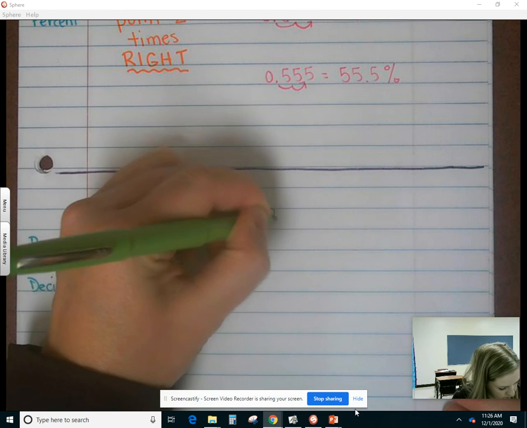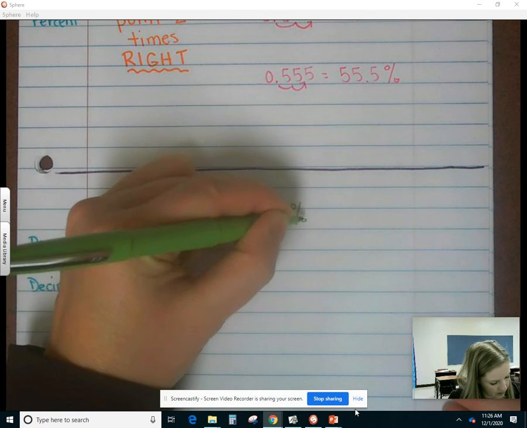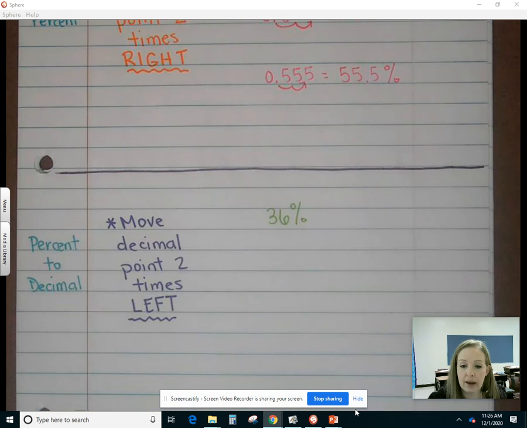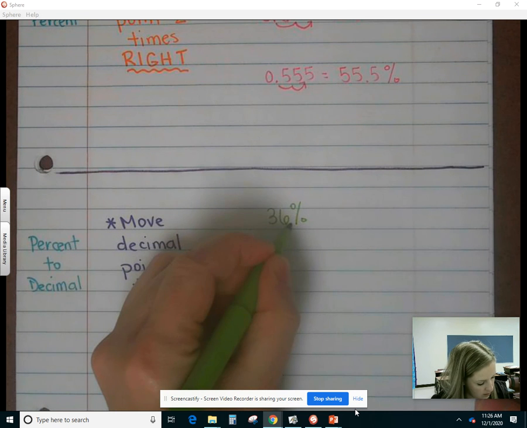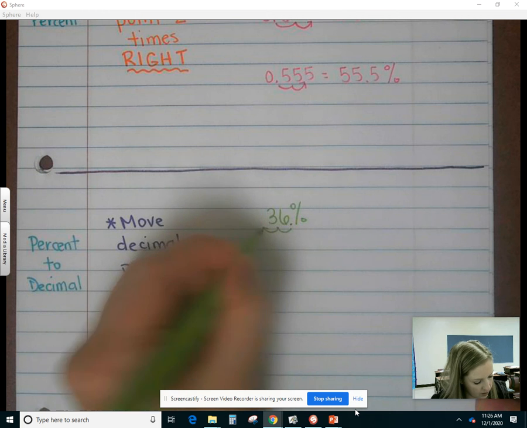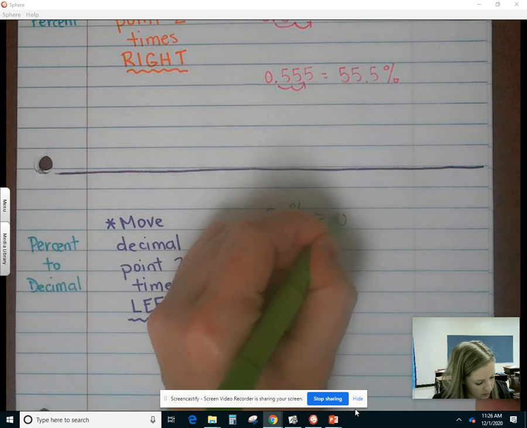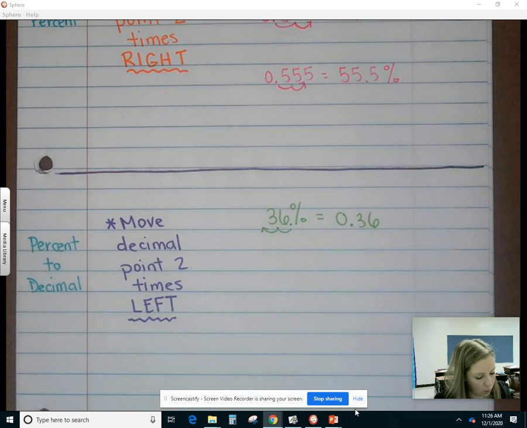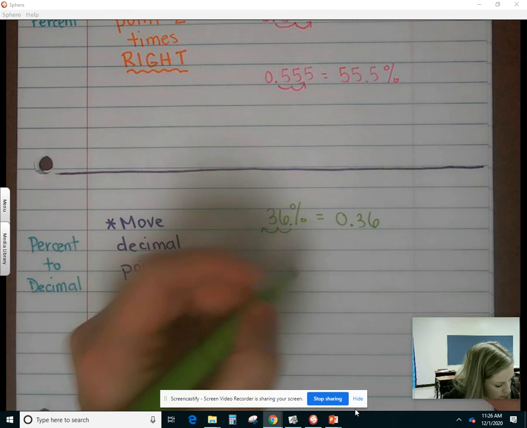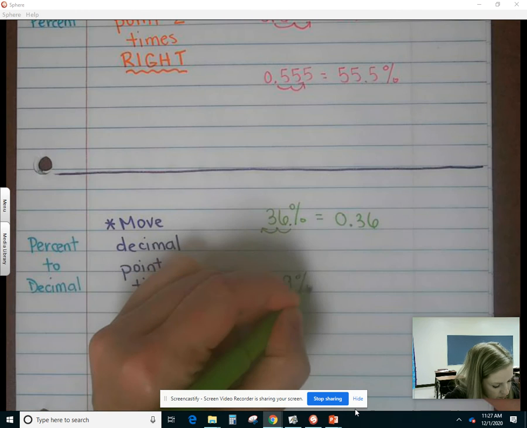36%. So there's actually no decimal there, but remember, no decimal in sight, put it on the right. So the decimal point is actually right there, and you're going to move it 2 times to the left. So you end up with 0.36 or 36 hundredths, which makes sense because 36% is out of 100, so 36 hundredths.